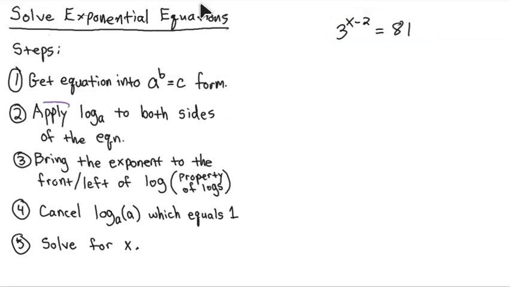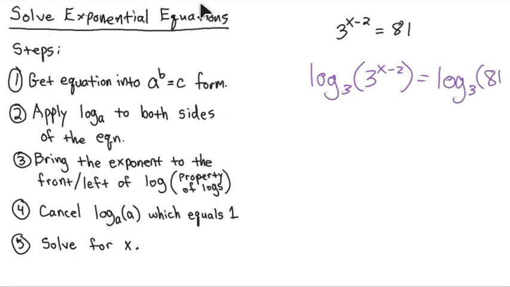So we're going to go to step 2, and it says apply log base a. In this case, a is 3, so we're going to apply log base 3 to both sides of the equation. This is what that looks like. I'm going to do log base 3 of 3 to the power of x minus 2, equals log base 3 of 81. So you can see we still have the 81 and the 3 to the power of x minus 2, but all we did was take the logarithm of both sides.